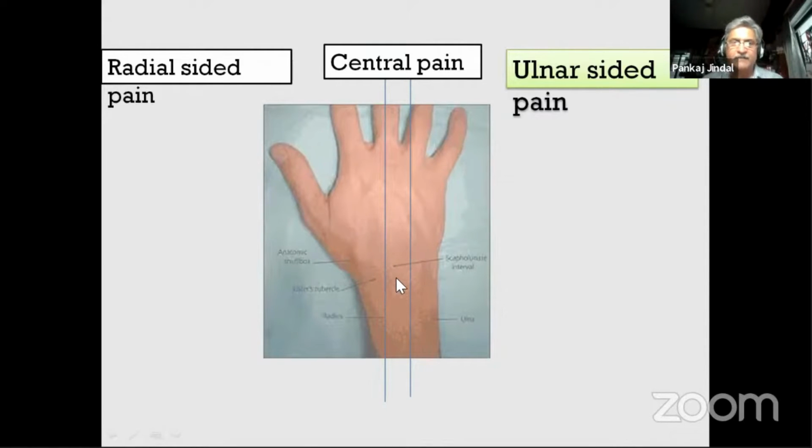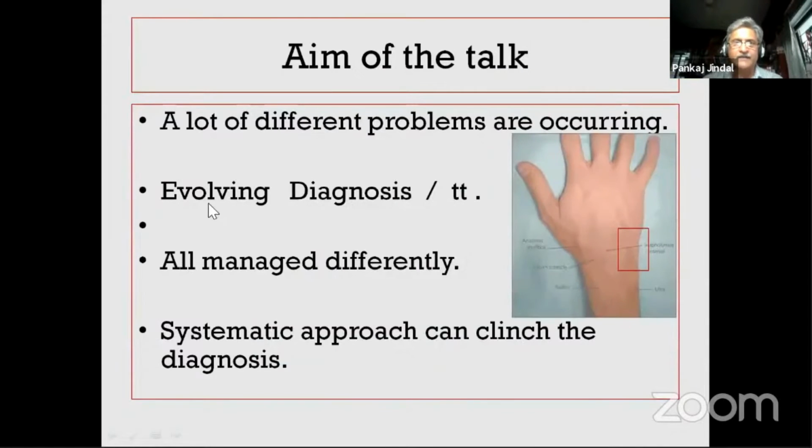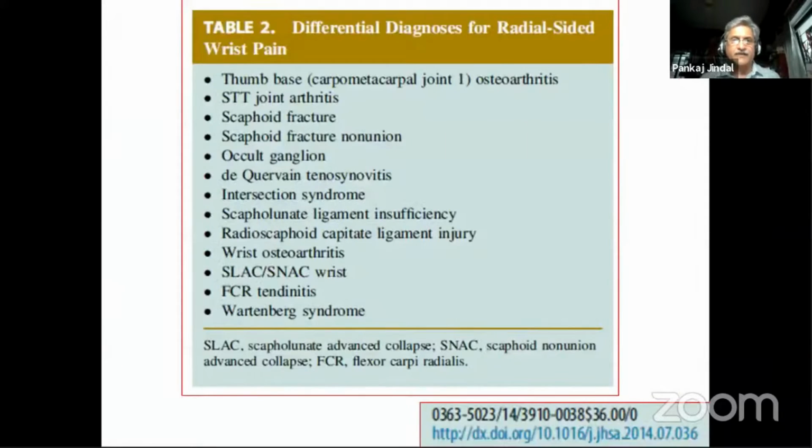The pain in the center may be Kienbock's disease, and therefore we'll deal with only the radial sided pain here. There are a lot of things happening on the radial side, and the important thing is they are all managed very differently. It's not a shot of steroid that you give whatever patient presents with. Since they are all managed differently, we need to identify and specify what really is going wrong there. And you have to have a very specific tailor-made approach to this problem.